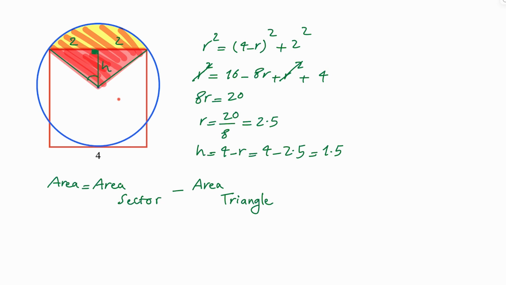Let's take this angle alpha, and now to find this angle we can use the sine ratio. The sine of this angle is equal to the opposite side divided by the hypotenuse. So we have sine of alpha is equal to this side, which is 2, divided by this side, which is the radius 2.5.